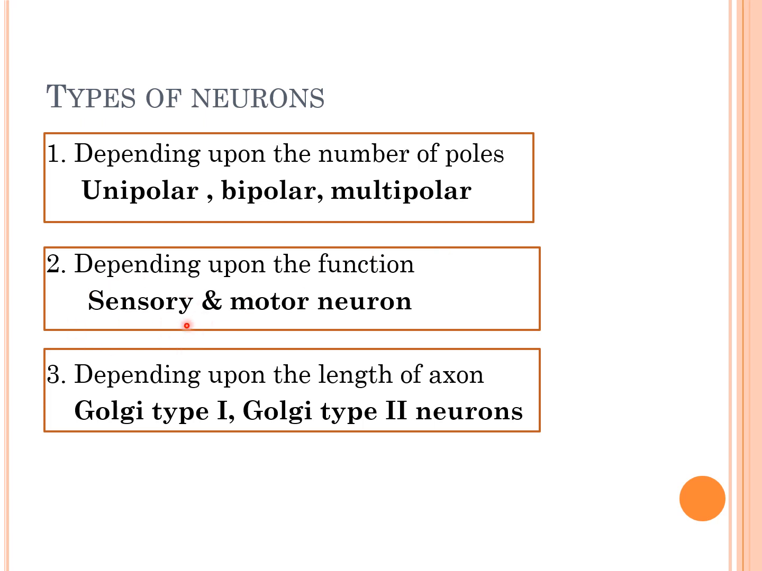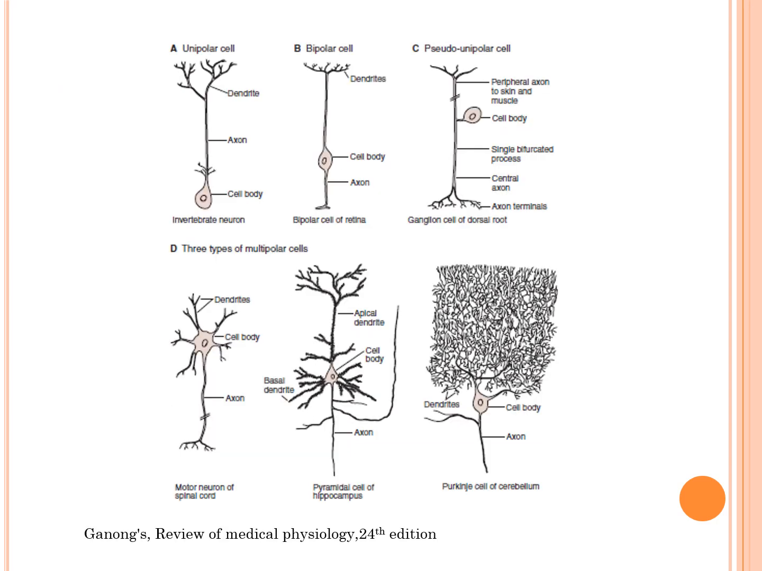What is meant by sensory neurons? These are the neurons which carry sensation or sensory impulses. These are the afferent nerves which carry impulses from the periphery to the center, whereas motor neurons bring nerve impulses from the center to the effector organ, for example a muscle or a gland. Depending upon the length of the axon, neurons are classified into Golgi type 1 and Golgi type 2 neurons, where the axon may be long or short. Here you can see a picture showing different types of neurons based on the number of poles, right?